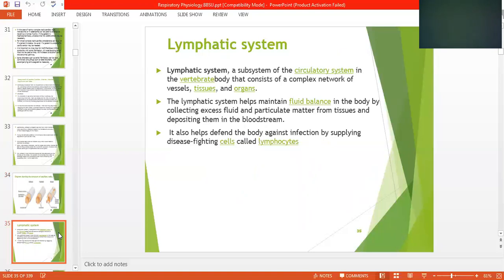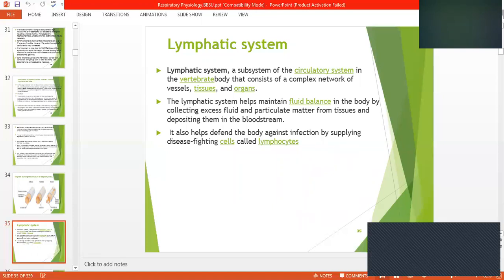Lymphatic system. The lymphatic system is a subsystem of the circulatory system in the vertebrate body. Vertebrates means any mammal which has a vertebral column. It consists of a complex network of vessels, tissues, and organs. The lymphatic system helps maintain fluid balance in the body, intracellular and extracellular fluid, by collecting excess fluid and particulate matter from tissue and depositing them in the bloodstream.